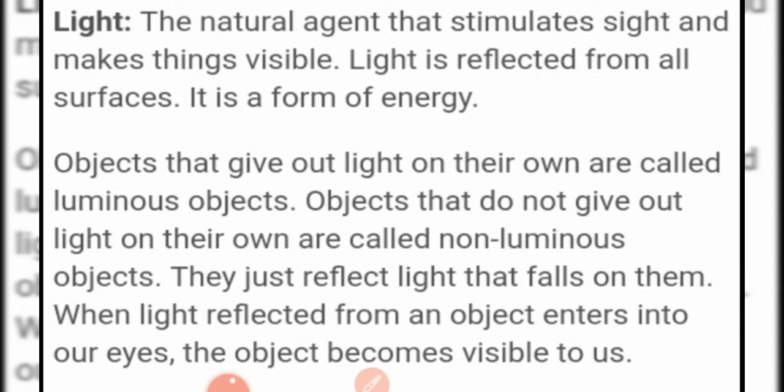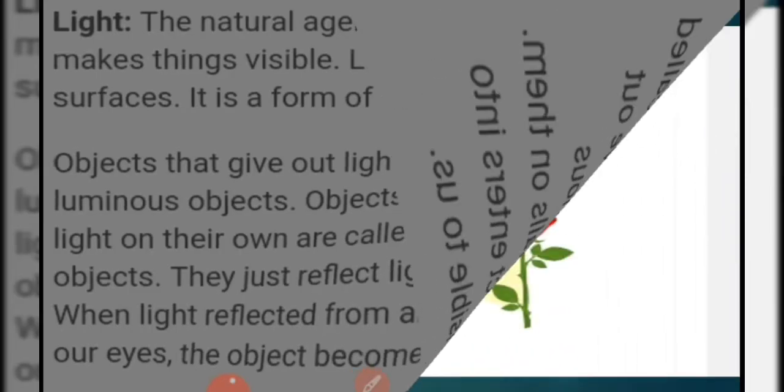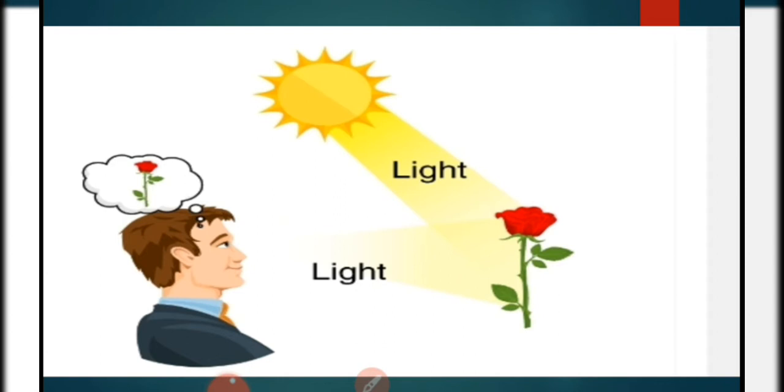And objects are visible due to reflection of light. It means when light falls on the objects, the objects reflect the light, and this reflected light enters into the human eyes and objects become visible to us. Okay students, let us understand it with the help of an example. In daytime, things are visible due to the sunlight. When sunlight falls on the object, the object reflects this light, and this reflected light falls on human eyes, then things are visible around us.